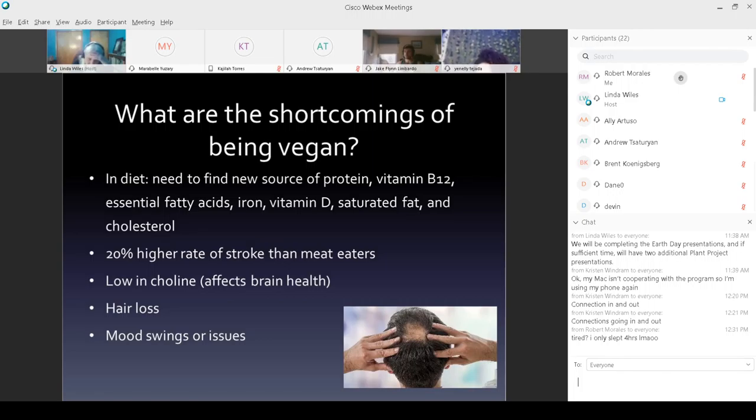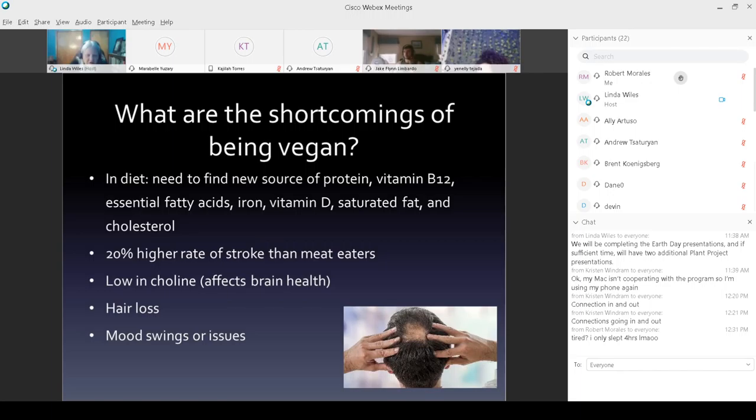And then iron, also you need, and vitamin D, but vitamin D you could just get by sitting in the sun for 10, 15 minutes or having a glass of orange juice. Also, people who are vegan have a 20% higher rate of getting a stroke than meat eaters do. They can also have hair loss and mood swings, but I feel like that's not as big of a risk that you're taking as when you're eating meat, because there's such higher risks with heart issues rather than just strokes.